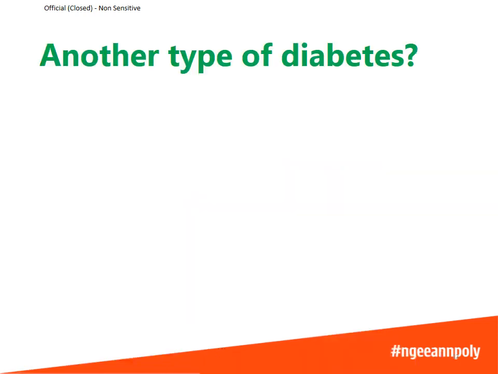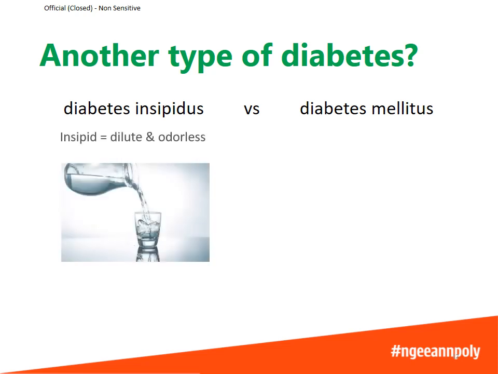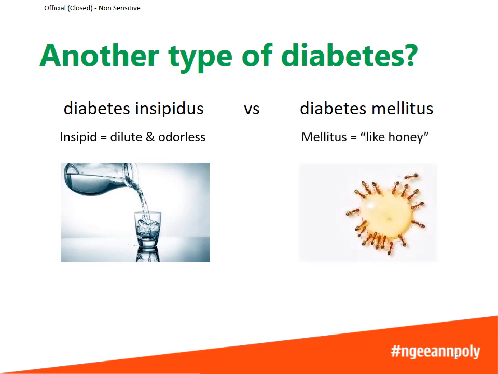Next, we will look at diabetes insipidus. This is not the same condition as diabetes mellitus. Insipid means dilute and odorless, whereas mellitus means like honey. What do you think these descriptions are referring to? If you guess urine, you are absolutely right. Diabetes insipidus produces large amounts of diluted urine. On the other hand, diabetes mellitus can cause sugar to be present in the urine.